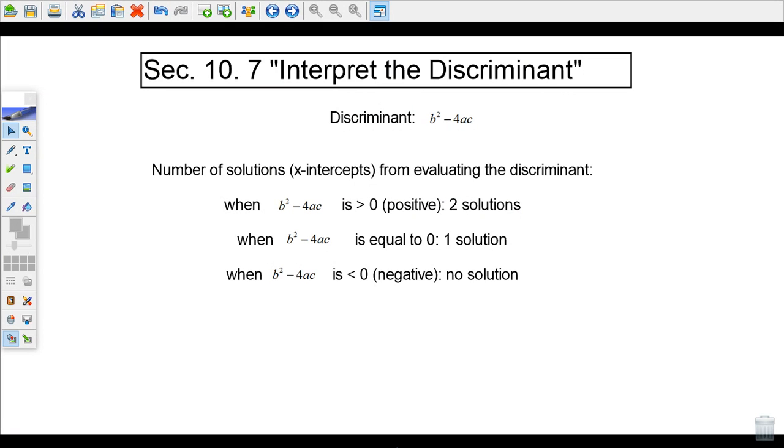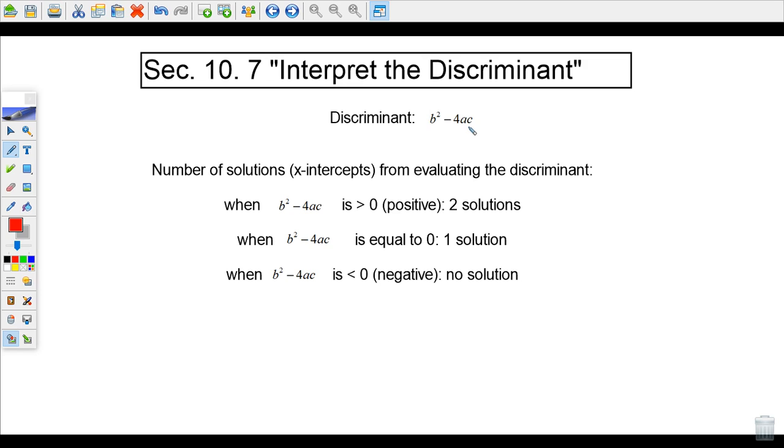Hey algebra students, in this video we're going to talk about interpreting the discriminant. This goes along with section 10.7 in our textbook, and the discriminant is this value right here, which you probably recognize a little bit. This is the part of the quadratic formula underneath the radical or square root symbol. So the discriminant is b squared minus 4ac, and evaluating this will tell us how many solutions this equation has.